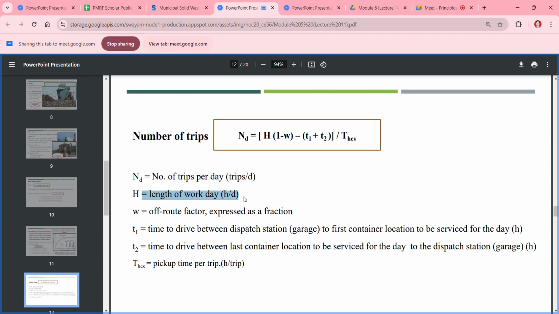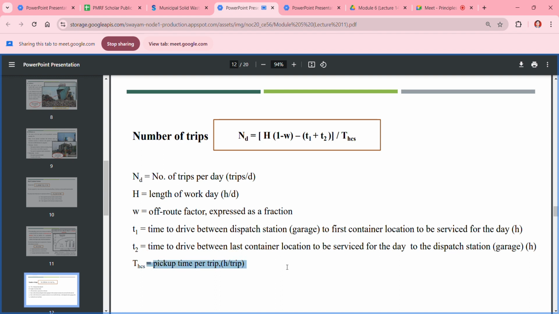First of all, we need the length of the work day, H, in hours. Generally it is 8 hours per day. Then the off route factor, W. We consider the off route factor as 15% of the total time generally. Then T1, the time to drive between the dispatch station and the first container location to be serviced for the day, because for the first haul you have to drive your truck from the garage or dispatch station to the first container location. Then T2 is the time to drive from the last container location serviced for the day to the dispatch station or garage.